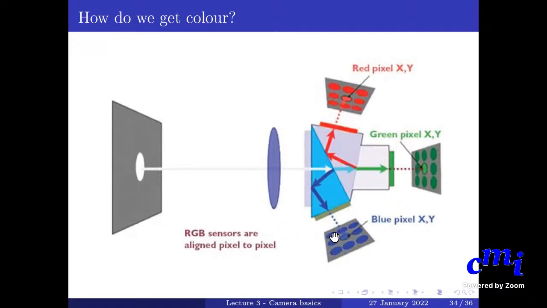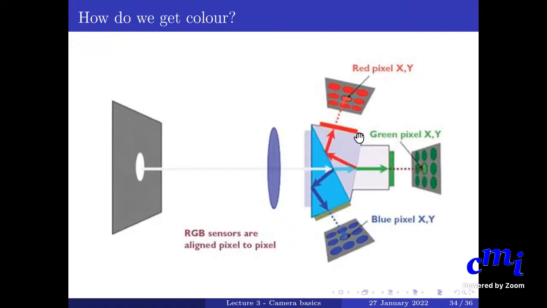Now these are aligned pixel to pixel. When the information on all of these is collected, the information will appear as 3 arrays of red, green, blue. 3 different arrays, and that is your RGB image. So this is how a 3-chip camera functions.